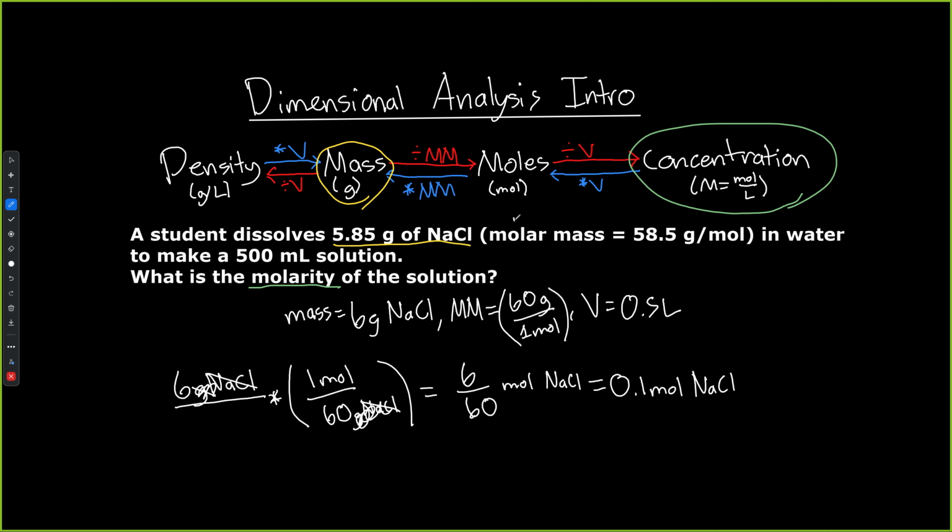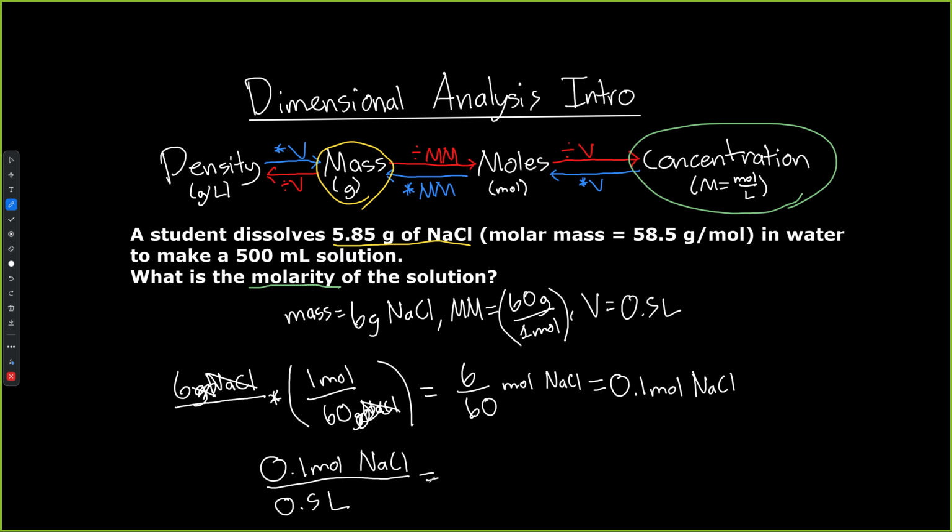Then from here, notice that we are now at moles, and we just need to get to concentration. So all we have to do from here is take 0.1 moles of NaCl, and in order to get to concentration, we have to divide this by the volume, which is 0.5 liters of solution. And notice that we're going to end up with the unit moles per liter, which is the unit of concentration, right? We have found the unit that we're looking for.